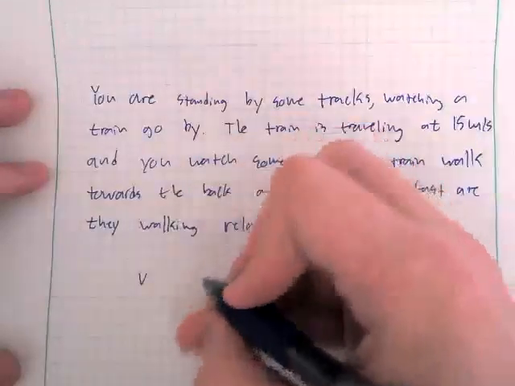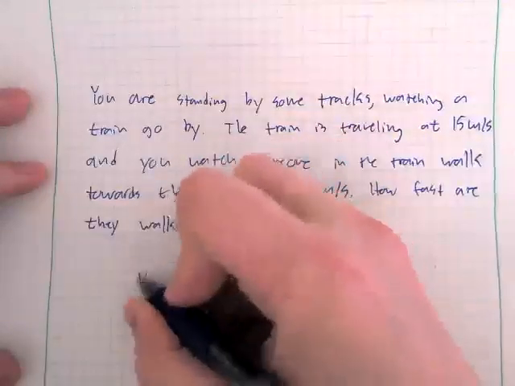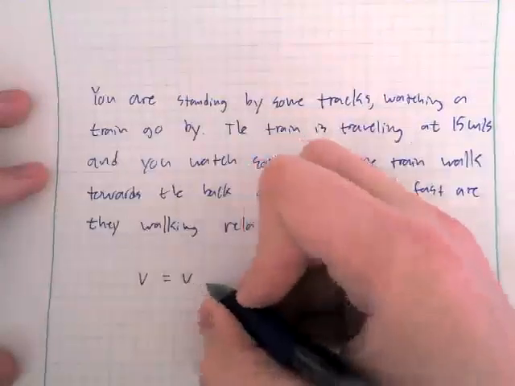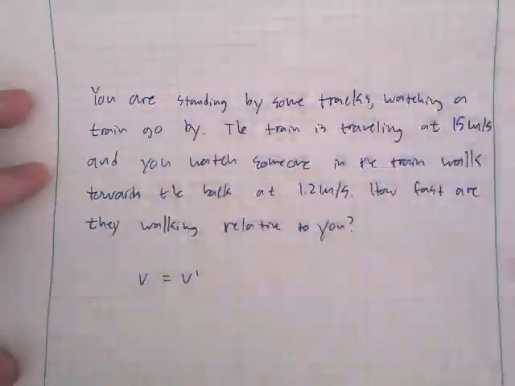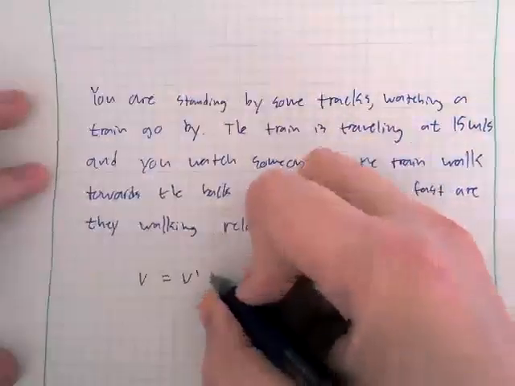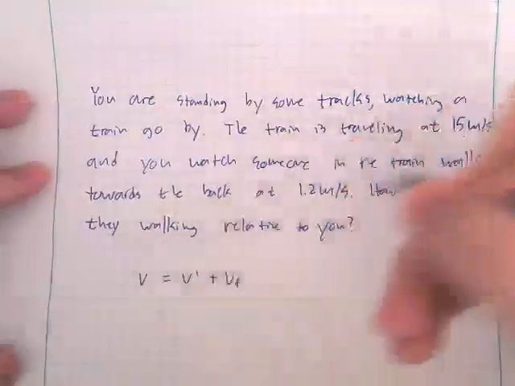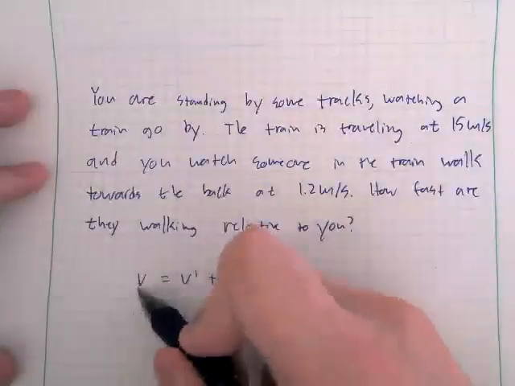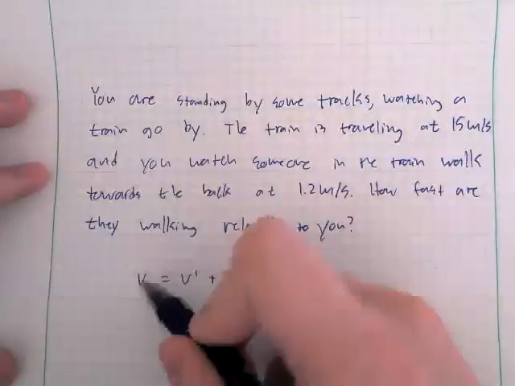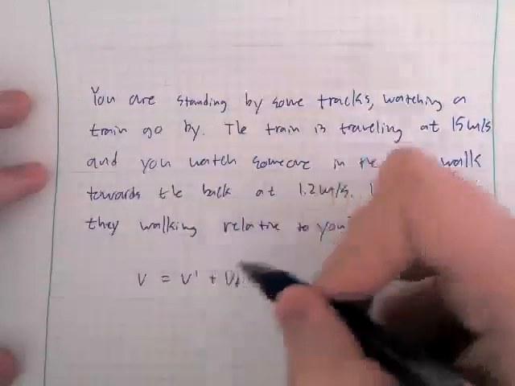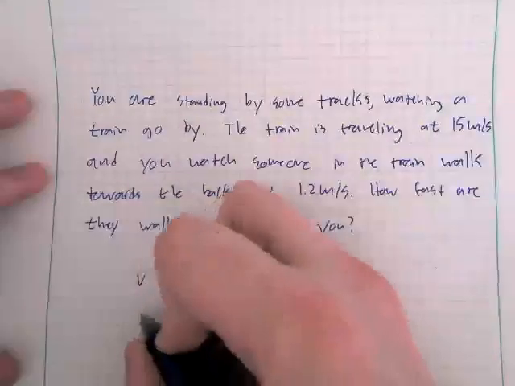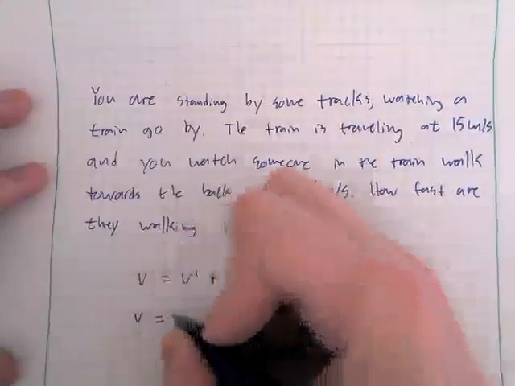So we have the velocity of this person relative to the ground. I'm going to call v is equal to the velocity of this person walking through the train relative to the train itself plus the velocity of the train, right? So again, you have the velocity of the object relative to the stationary frame equals the velocity of the object in the moving frame plus the frame itself. So in this case, we don't know what this one is. This is the one that we're looking for, right?